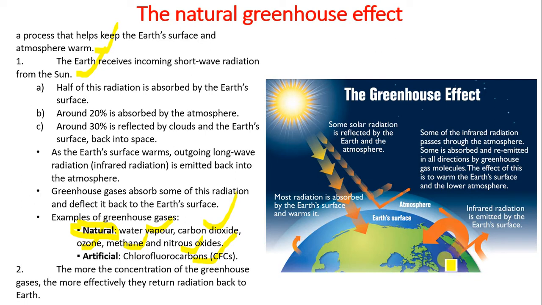So at night, when the Earth releases this infrared radiation, which is long-wave radiation, emitted by the Earth's surface, within the atmosphere some is absorbed by greenhouse gases and returned back to the Earth's surface to keep the Earth's surface warm.